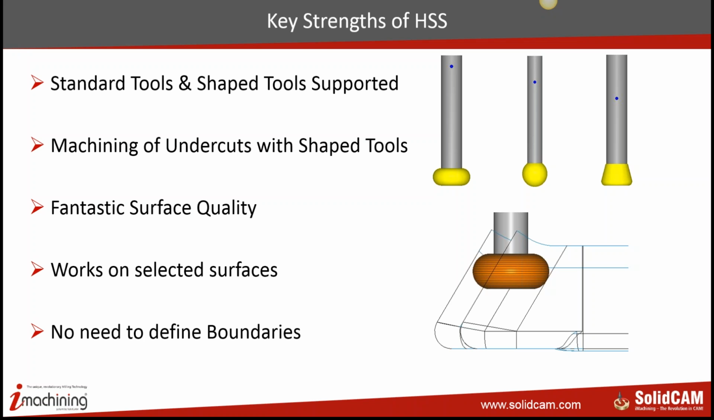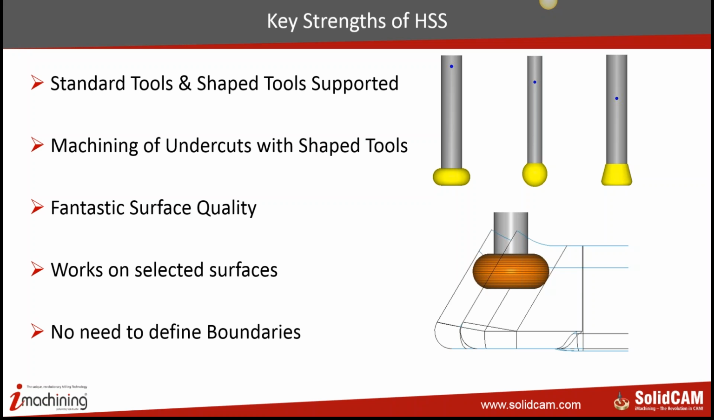Undercut machining can be done using shape tools, because you can't use the standard tools to machine undercuts. That's not possible, so you need to use shape tools. You also get exceptional surface quality and can work on selected surfaces only. And the most important thing, it's actually a boon to the programmer, because whenever you want to machine a small or local patch of the entire model, you need to define boundaries, right? With HSS, we eliminate the need to define any kind of boundaries. You don't need to define any kind of boundaries in HSS.